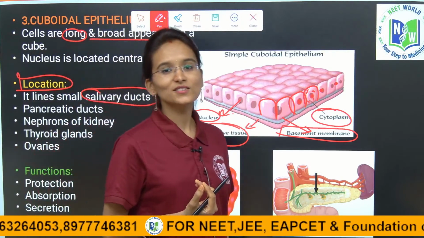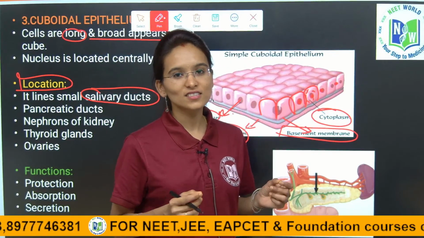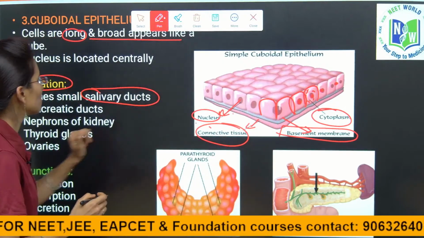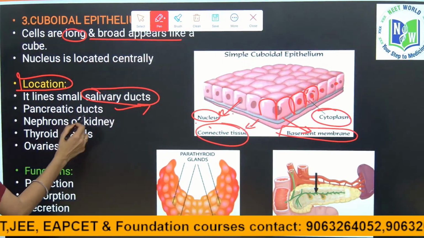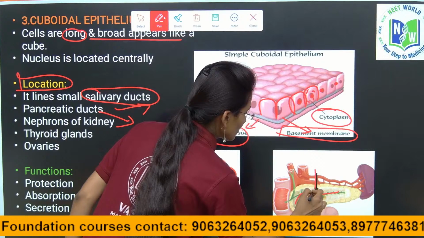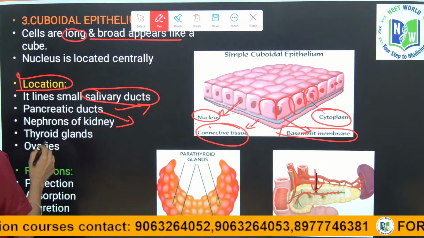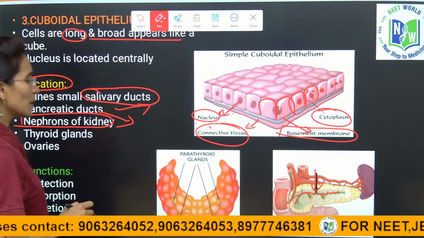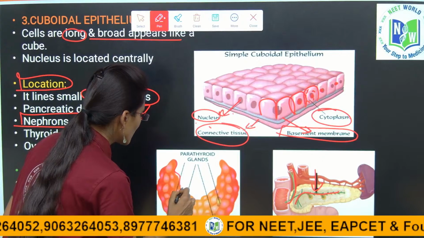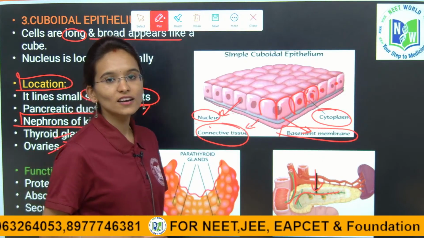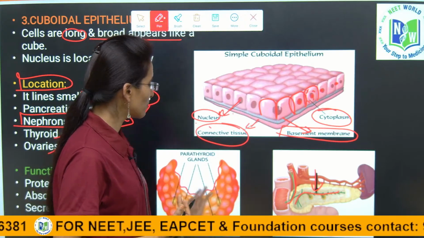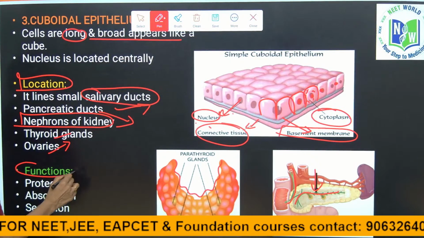What are ducts, my dear students? Ducts are small tubular structures from which the secretions are released. We can find this in the salivary ducts, and next inside the pancreatic ducts also. Here we can find the cuboidal epithelium, and next the nephrons of the kidney, thyroid glands, and then ovaries. This is a thyroid gland. Inside this thyroid gland also we can find the cuboidal epithelium. Just try to remember these diagrams. Now coming to the functions.